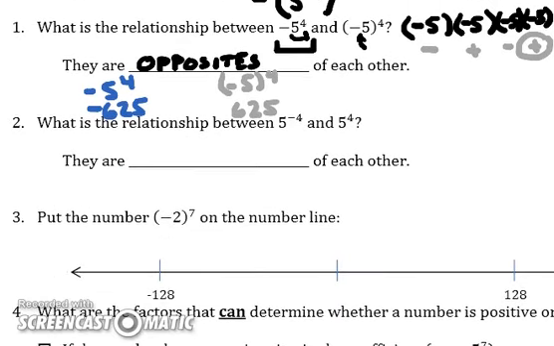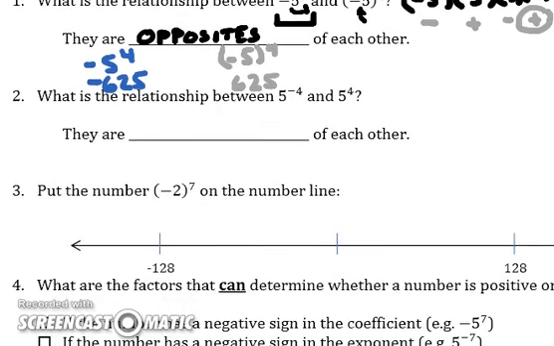Number 2 is closely tied to that. The relationship between 5 to the -4th power and 5 to the 4th power. Let's evaluate 5 to the -4th power. If we have a negative power, what that means is we take the reciprocal of the base. So we need to identify what the base is. I'm going to underline the base in blue. This part right here is the base.